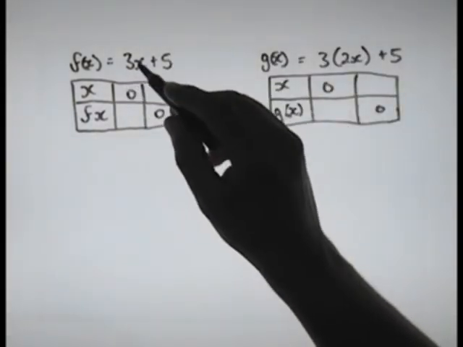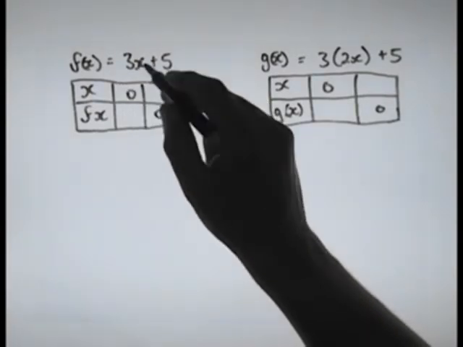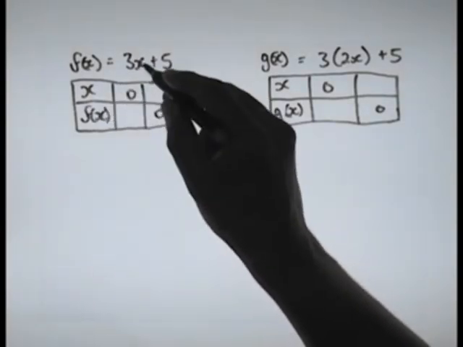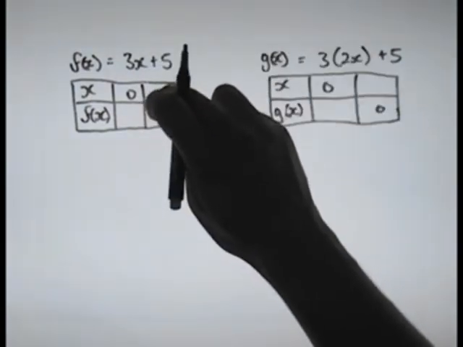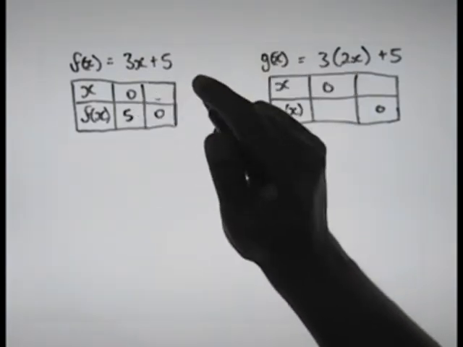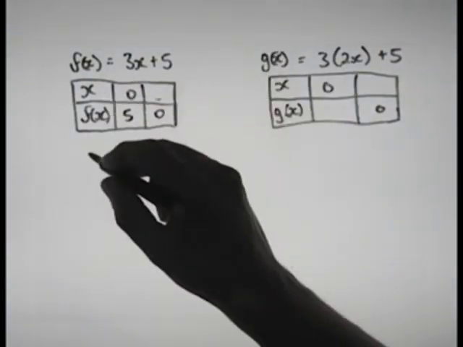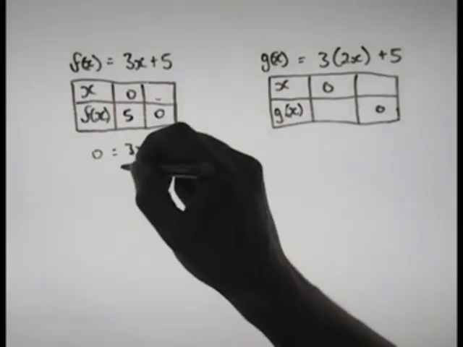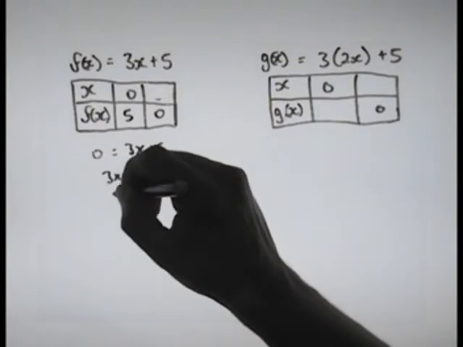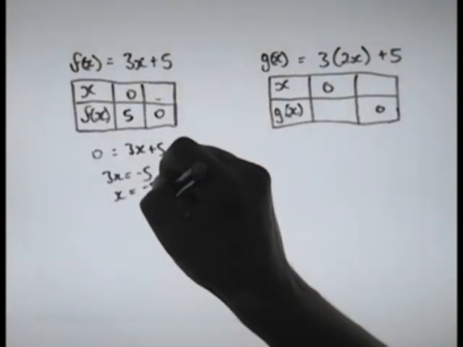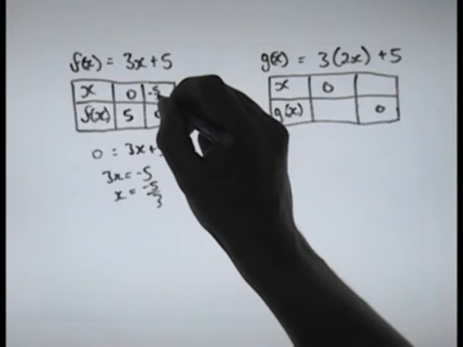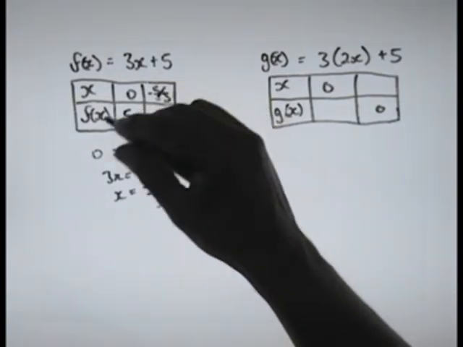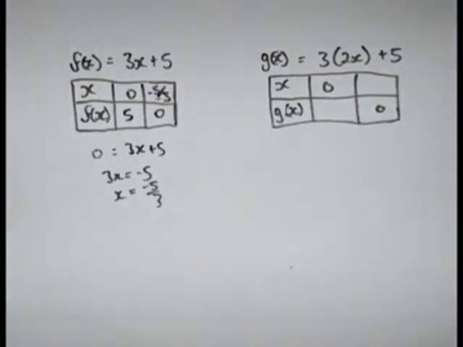In this first case, when x is equal to 0, y is going to equal 3 times 0, which is 0, plus 5, which is positive 5. Oops, it's over there, positive 5. And when y is equal to 0, that's going to read 0 is equal to 3x plus 5. That means that 3x is equal to negative 5, x is equal to negative 5 over 3. And there's 2 points which I can use to sketch this graph.